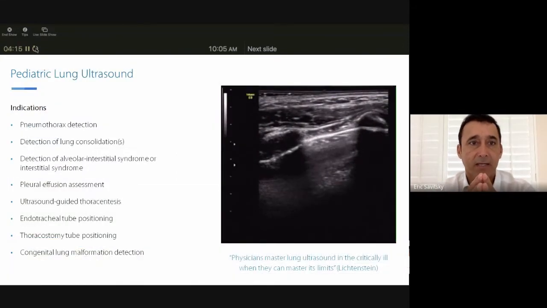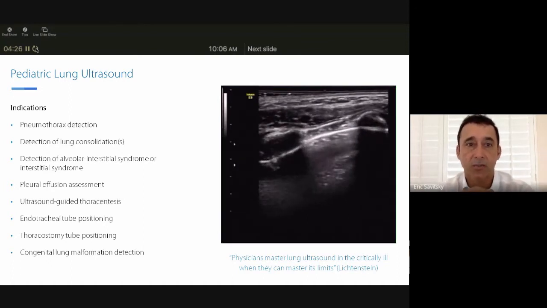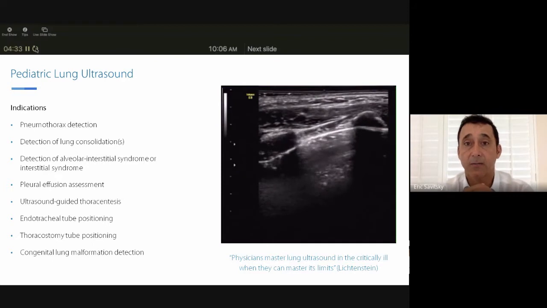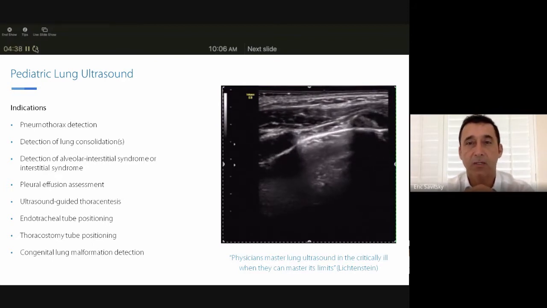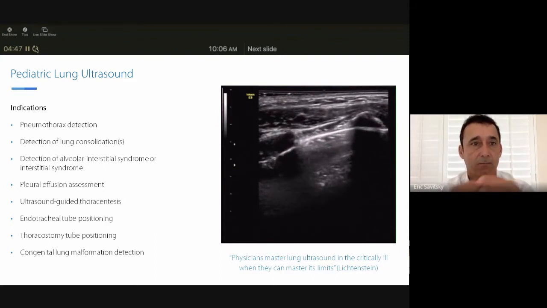So diving into pediatric lung ultrasound. The indications are many, everything from detecting pneumothoraces to screening for lung consolidations, detecting alveolar interstitial syndrome, or interstitial syndrome, which is another term for it, assessing pleural effusions, guiding ultrasound-guided thoracenteses, documenting endotracheal tube positioning, thoracostomy tube positioning, as well as detecting a variety of congenital lung malformations. So you can see the applications are broad.